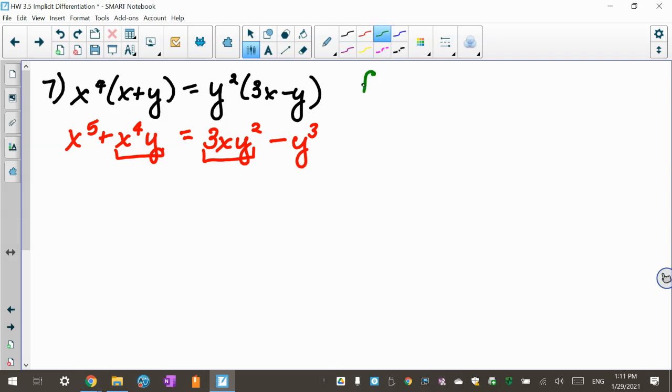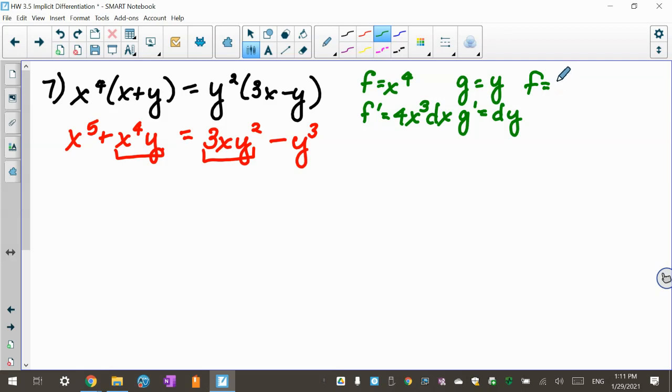So let's kind of set it up over here for the first one. I got x to the 4th for f. F prime is going to be 4x cubed dx. G is y. G prime is 1 dy. The other f is, I'm trying to see if I can fit it in here. F is 3x. F prime is 3 dx. G is y squared. I think I'm going to make it. G prime is 2y dy. Okay, so I've got my f and g set up over here to come over and start doing this.